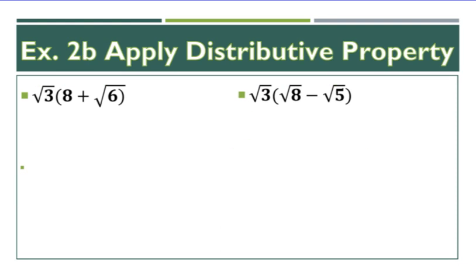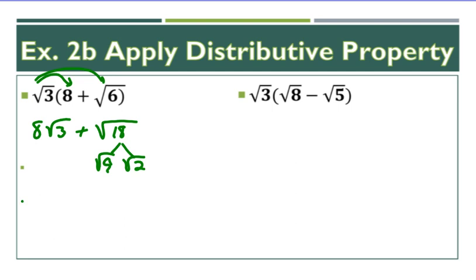Next, distribute the square root of 3. So I have 8 times the square root of 3 plus the square root of 6 times 3 is 18. I can break this down as the square root of 9 and the square root of 2. So I get an answer of 8 times the square root of 3 plus 3 times the square root of 2.